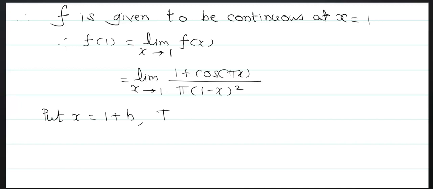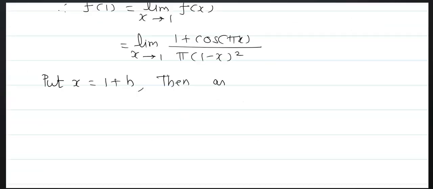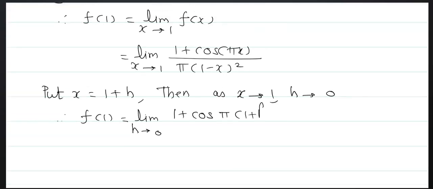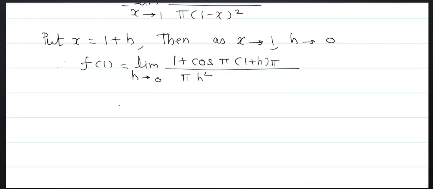The given function is continuous at x equals 1. We want to find the value of f(a). It's a value only, so we only need to find the limit of the function, because the function is continuous at x equals 1. It's a very simple problem. Put x equals 1 plus h. As x tends to 1, h tends to 0.